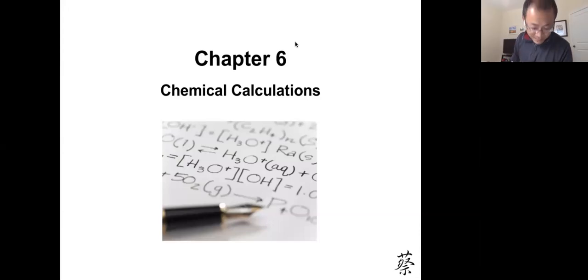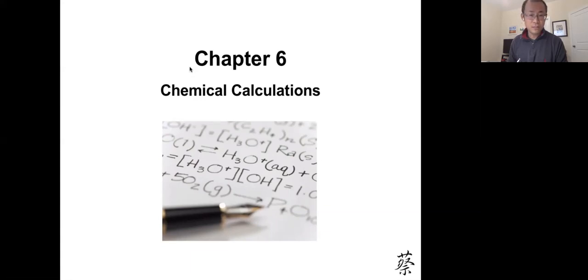Chapter 6 and chapter 7 contain a lot of chemical calculations. So the best way of doing these two chapters is please practice a lot using the examples from these two chapters and from your homework questions.